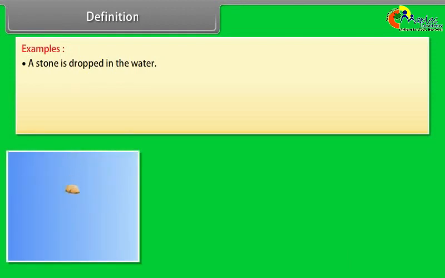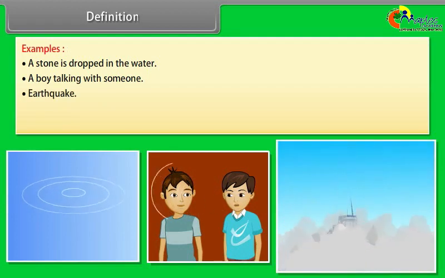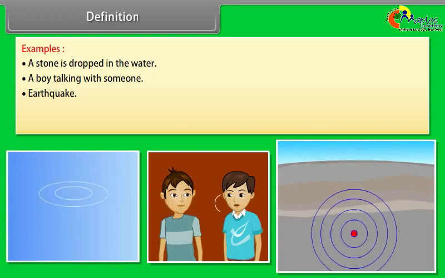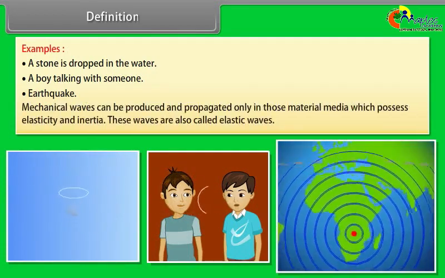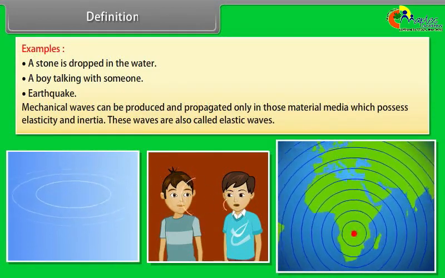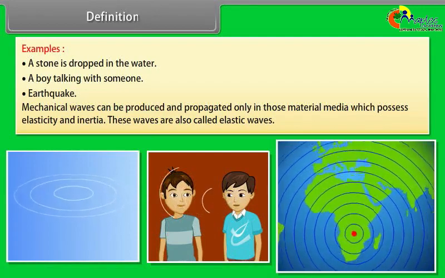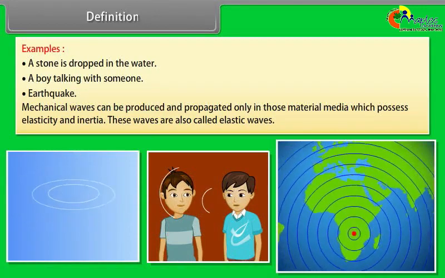A stone dropped in water, a boy talking with someone, and an earthquake are some examples of wave motion. In this chapter, we shall study about mechanical wave motion. Mechanical waves can be produced and propagated only in those material media which possess elasticity and inertia. These waves are also called elastic waves.